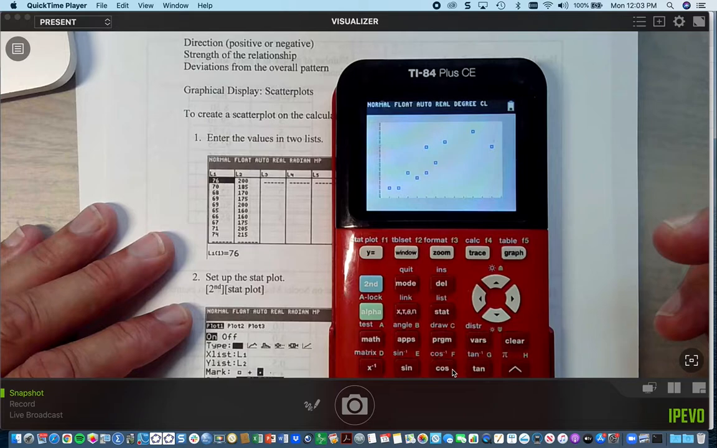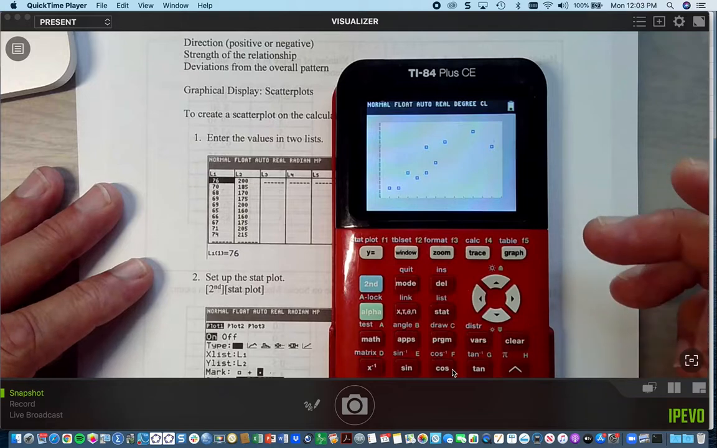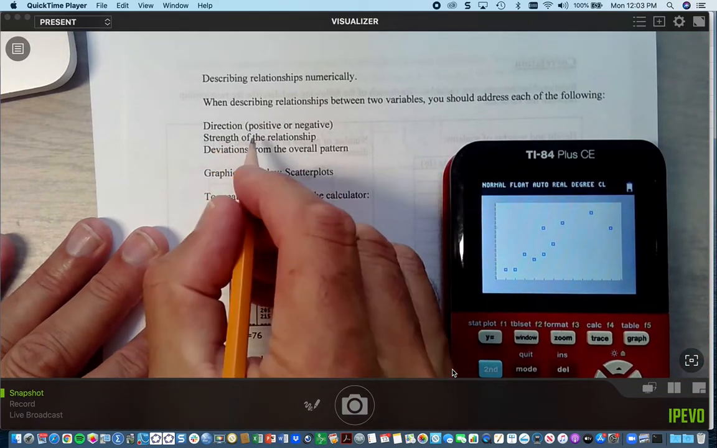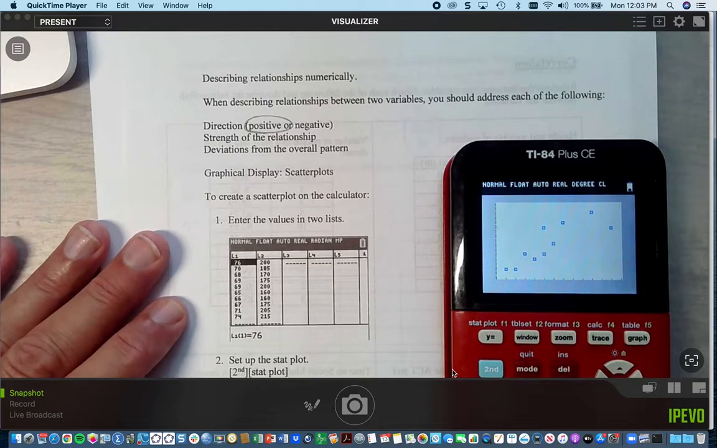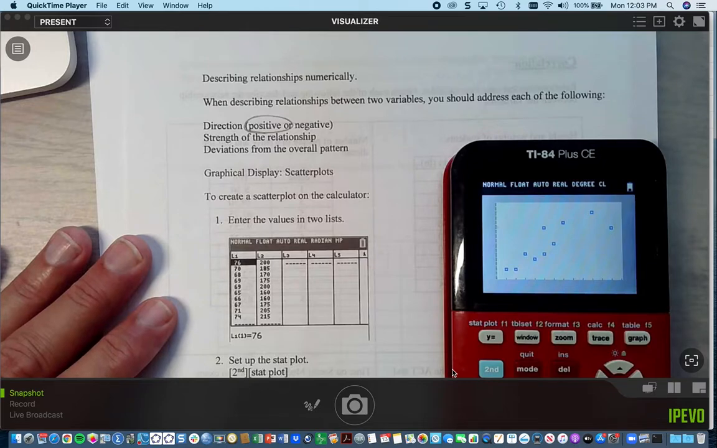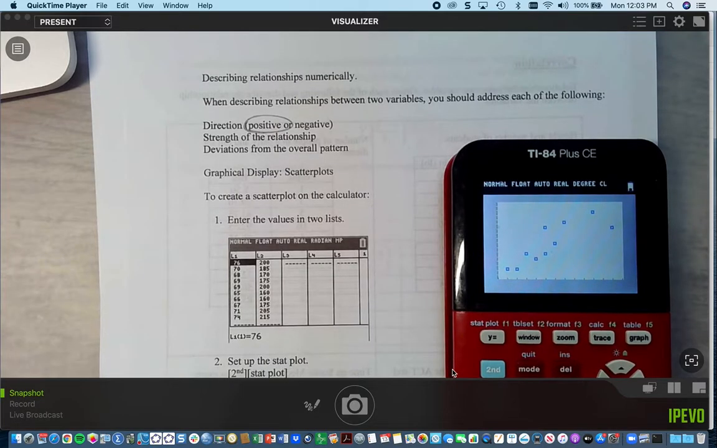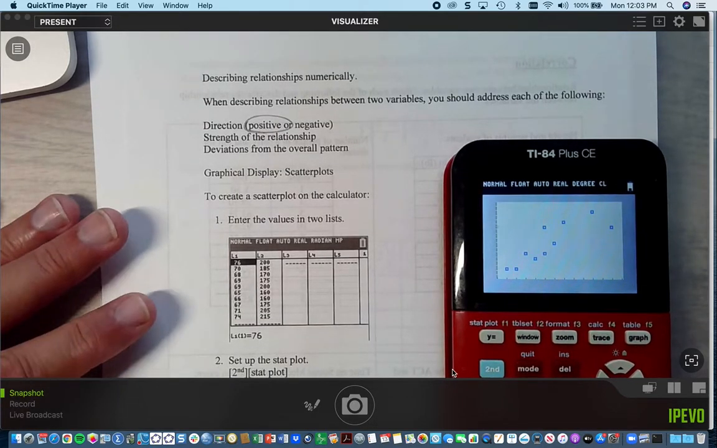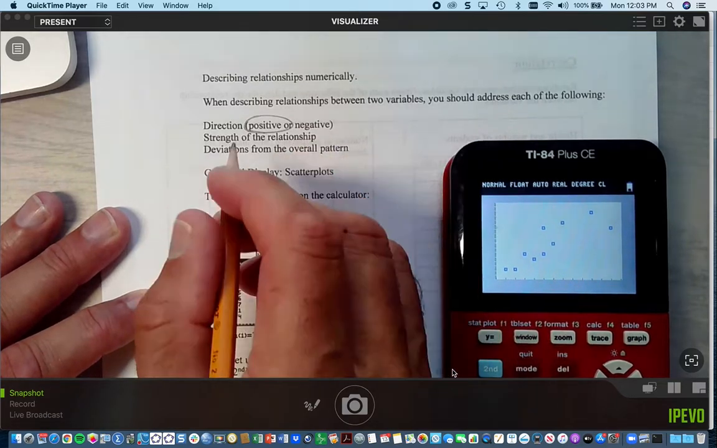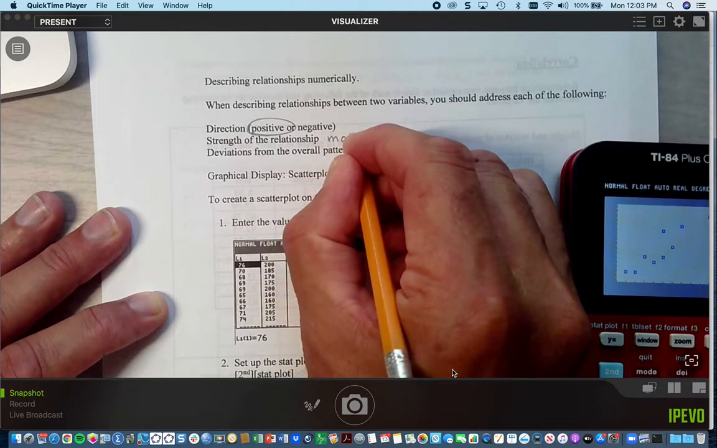So when we see something like that, we'd like to talk about the direction. The direction of this one, I would say, looks to me like it is a positive association. Then I also want to look at the strength of the relationship. If you imagine that there's a straight line that goes through this data set, the strength is how closely those points are clustered around a line or some other kind of curve. And so I would say that the strength of this relationship is fairly strong. Okay, so I'm going to say moderately strong.